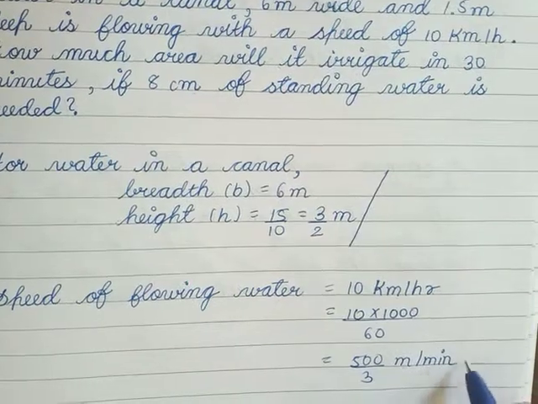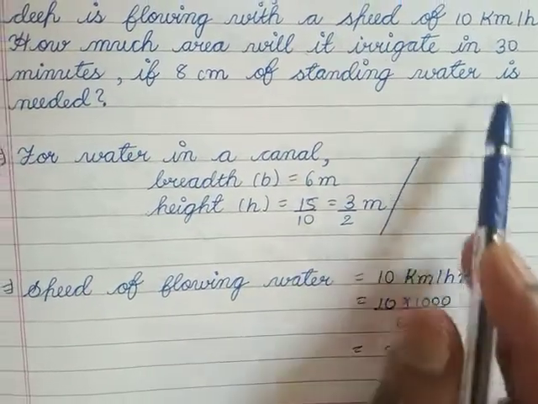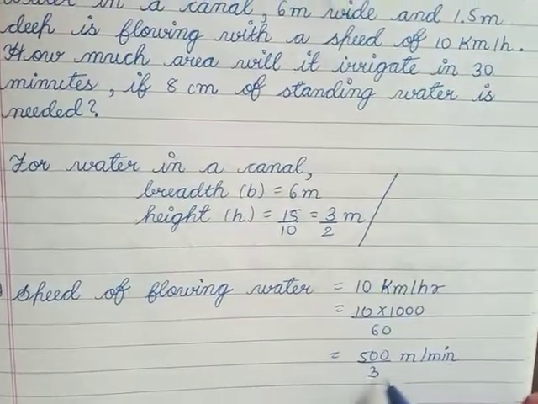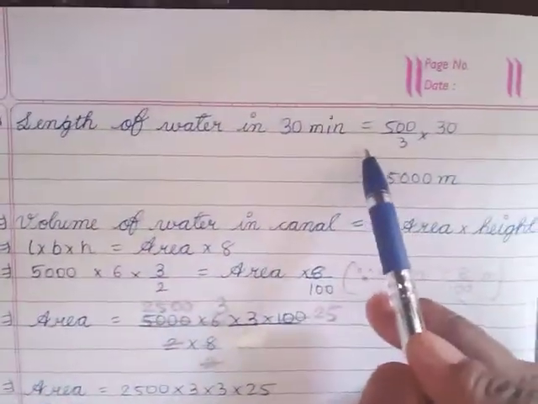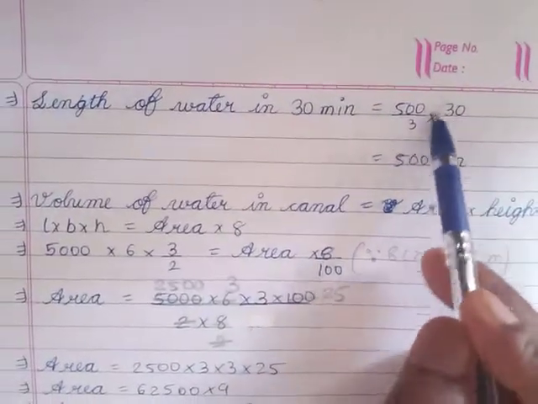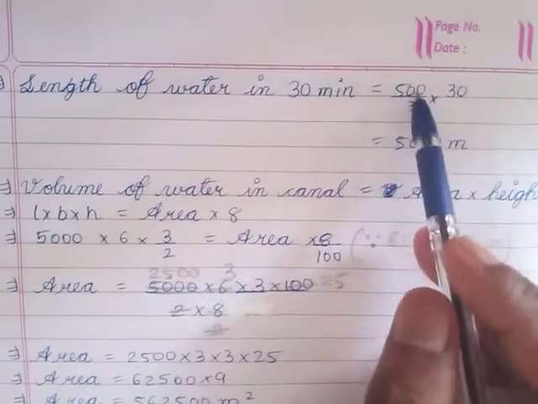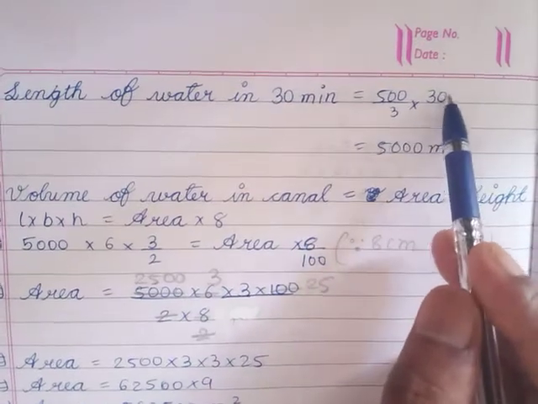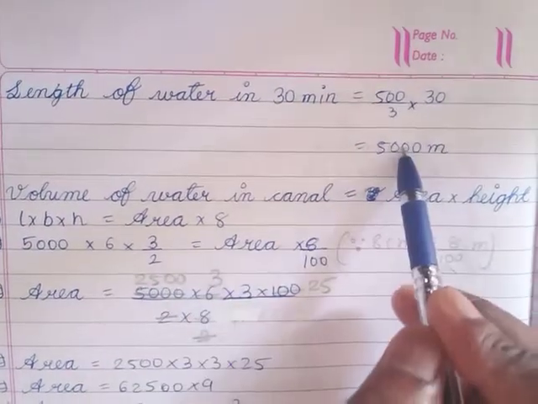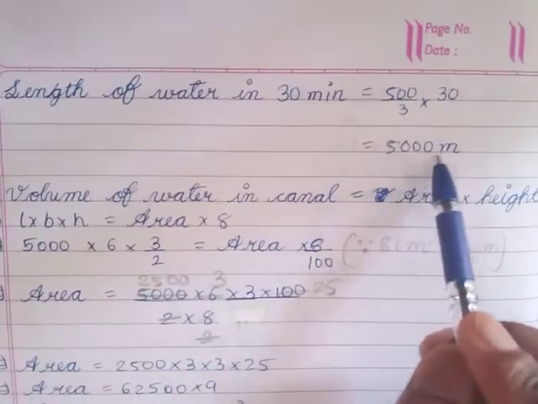Now we have to remove the minute. If you multiply with minutes, minute and minute will cancel. We need 30 minutes, so multiply with 30, and you get the length, which is in meters. So the length of the water in 30 minutes will be 500 by 3 into 30. The first unit was meter per minute, now we are multiplying with 30 minutes, so minute and minute cancel out. The answer will be in meters, which is the length we got. So the length of the water in 30 minutes would be 5000 meters.